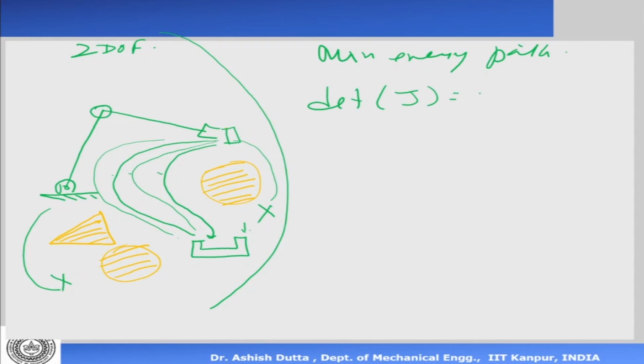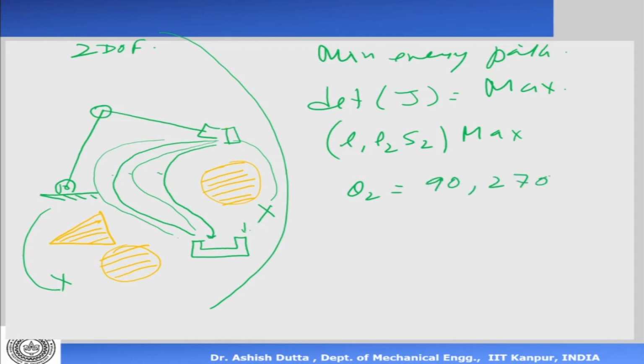Or I want to do a task. Where would I do the task? I'll do the task in a place where the Jacobian is maximized. So this should be max. If you want to maximize the Jacobian, we have seen L1, L2, sine theta 2 is the Jacobian. If you want to maximize this, then theta 2 is equal to 90 degrees and 270 degrees.